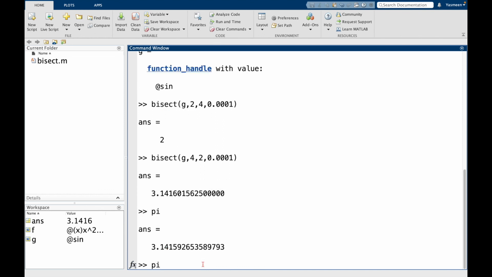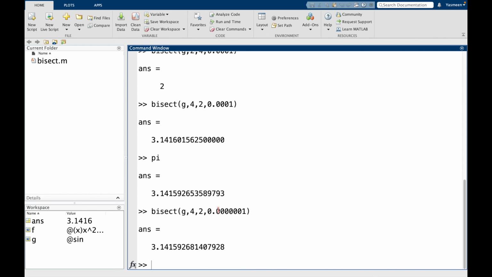I could make it even more accurate by just making the error a lot smaller. We can see here the difference between pi and what the bisect method gives is very, very small.